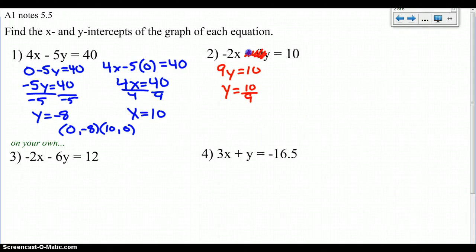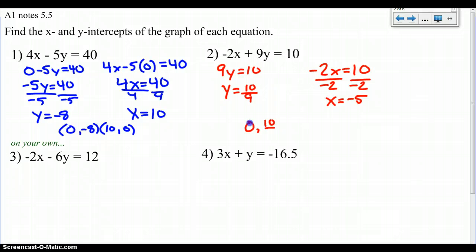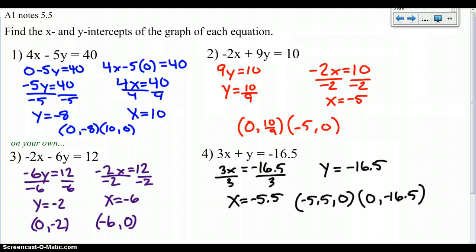Now you can again use your finger to cover up the second term. Negative 2x equals 10. Divide by negative 2. x equals negative 5. This gives us our two intercepts, (0, 10 ninths) and (negative 5, 0). Why don't you pause the video and do the next two and then compare your answers.